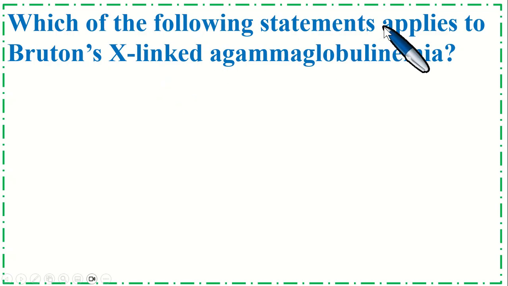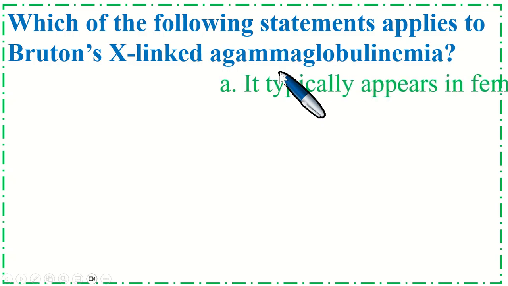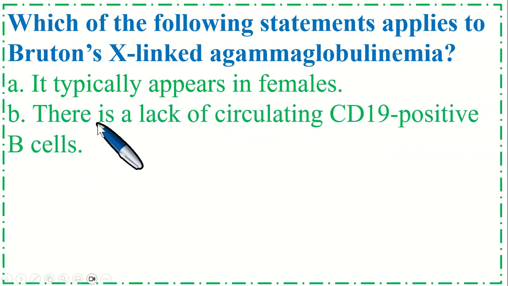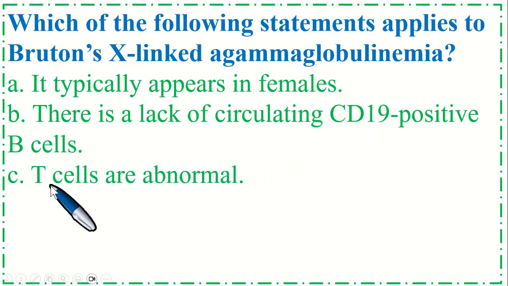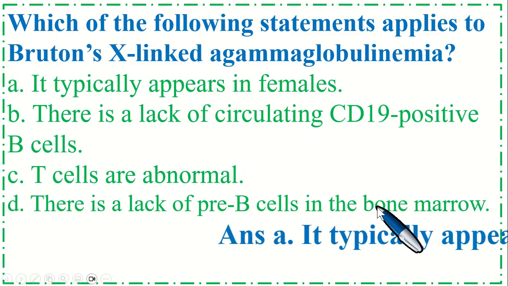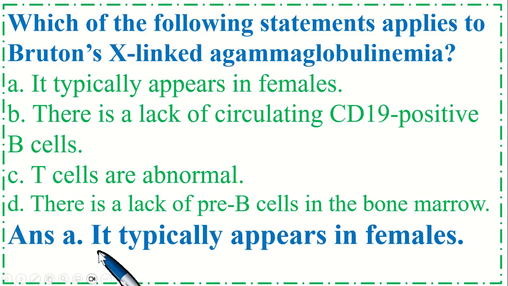Which of the following statements applies to Bruton's X-linked agammaglobulinemia? Option A, it typically appears in females. B, there is a lack of circulating CD19 positive B cells. And option C, T cells are abnormal. And option D, there is a lack of pre-B cells in the bone marrow. So the correct option is A, it typically appears in females.